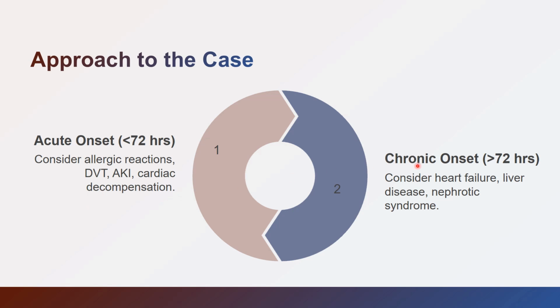And then it can be chronic, that is, onset taking a duration of more than 72 hours will be considered as chronic onset or insidious onset. So if this type of edema is occurring, then you need to consider heart failure, liver disease or nephrotic syndrome.